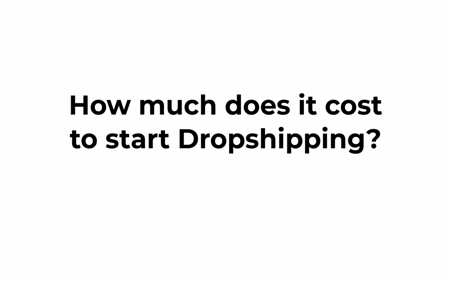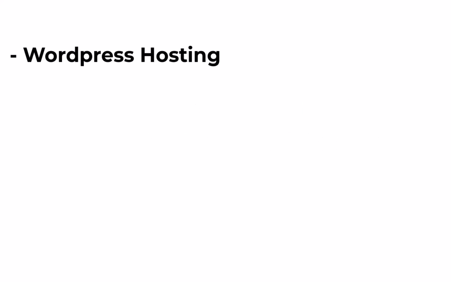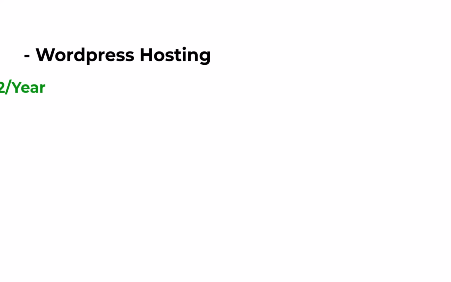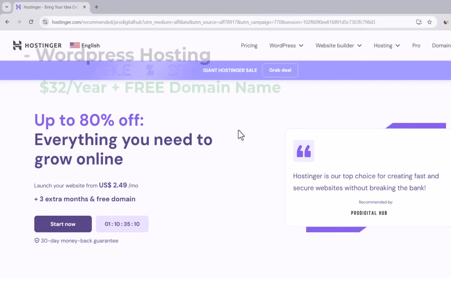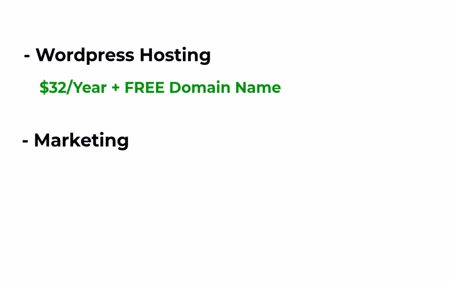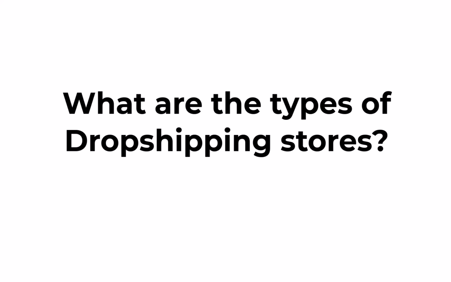How much does it cost to start dropshipping? We have two main costs to consider. The first is WordPress hosting, which costs just $32 per year. WordPress is the most cost-effective platform for building a dropshipping store without any monthly subscriptions. We're going to use the best hosting provider in the world, Hostinger, and I got you an exclusive discount, along with a free domain name. The second cost is marketing. To start, you'll need between $50 and $100, and from there you can scale your budget gradually as you aim for more sales.